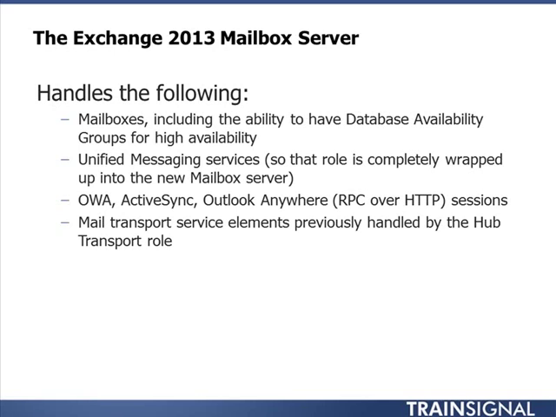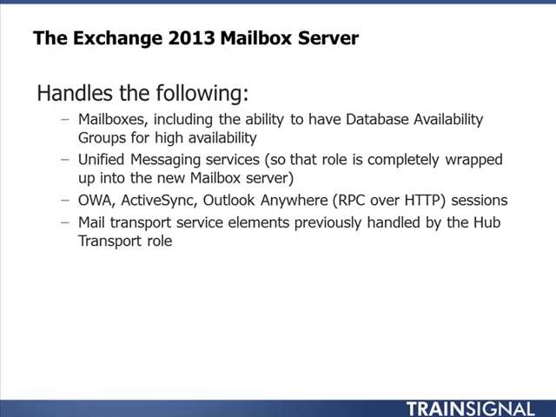Now, you'll note we mentioned that the client access server makes the connection for those clients, so those clients come through and eventually they get passed to the proper mailbox server where an individual's mailbox resides, and then those sessions can exist between the client and the server itself. Then there are mail transport service elements that were previously handled by the hub transport role that now are handled by the mailbox server. So some of those elements were split so that the client access server handles some of them and the mailbox server handles the other pieces of it.